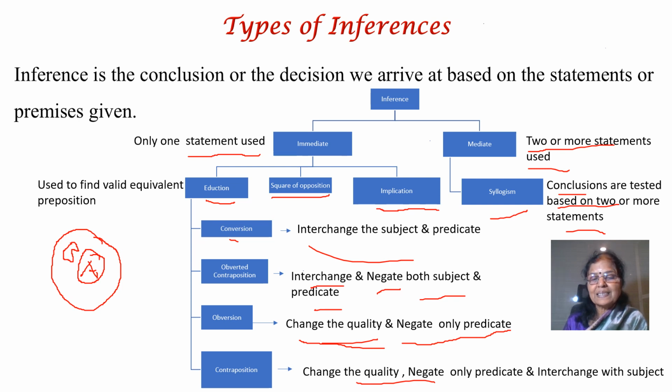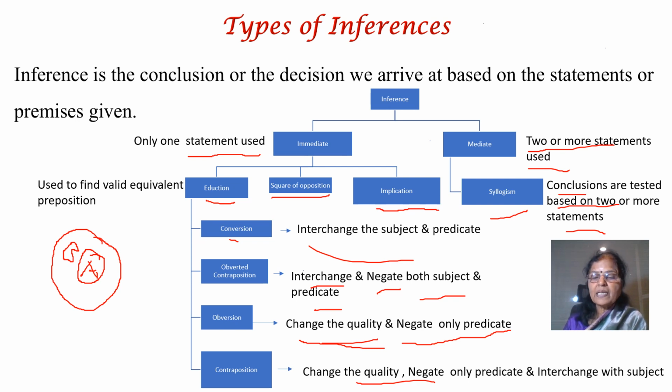Conversion is just interchanging the subject and the predicate. And obverted contraposition is interchanging plus negating both the subject and predicate. Both you should add non. And obversion is changing the quality. Quality means if the original proposition contains not, you remove it. You are changing the quality. If it does not contain not, it just contains "are", you add not. You are changing the quality.